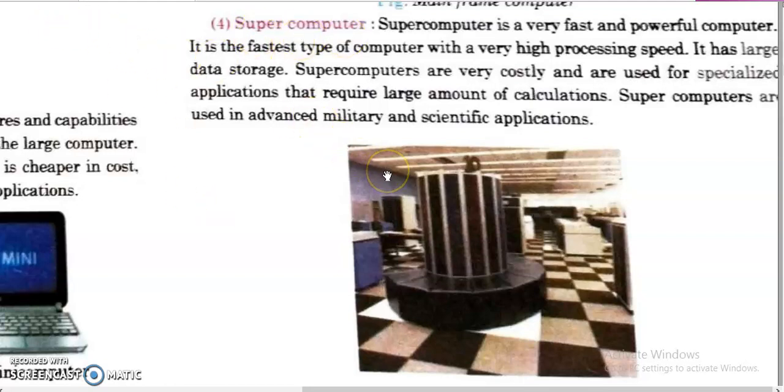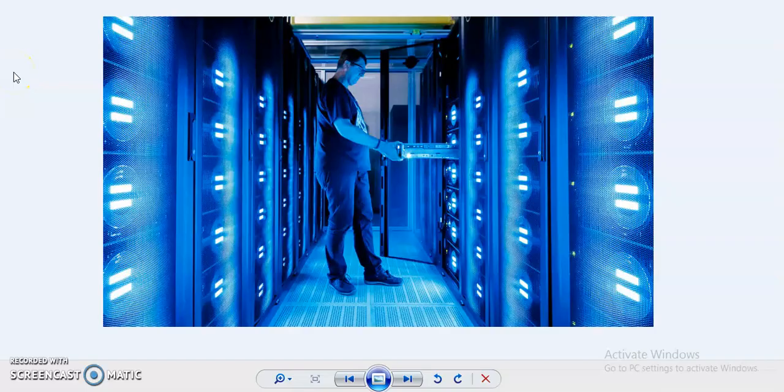So here again, I want to show you some images of a supercomputer. The tasks this supercomputer can perform are phenomenal. So here you can see how big the supercomputer is. He's a system engineer working on a supercomputer. So these big-size computers are made to work as supercomputers.